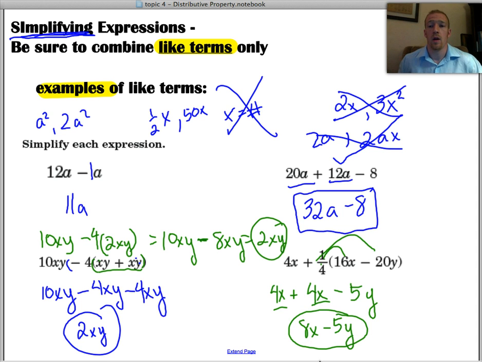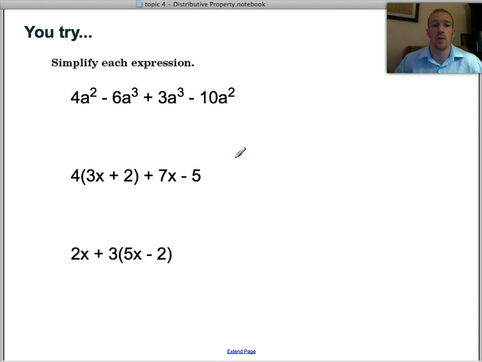There we go. All right, so with those examples, you should be able to do these U tries as well. All right, so you have these and these.